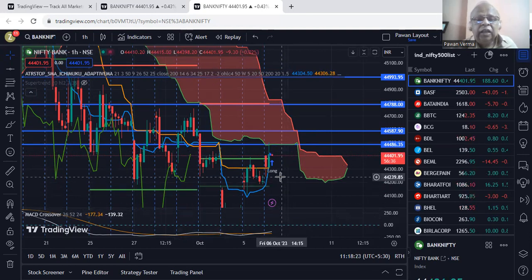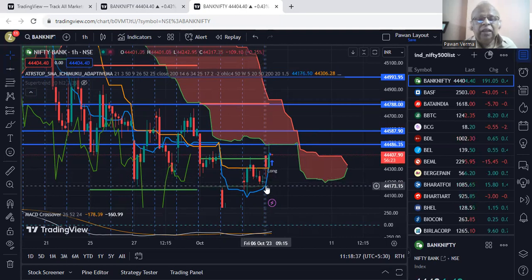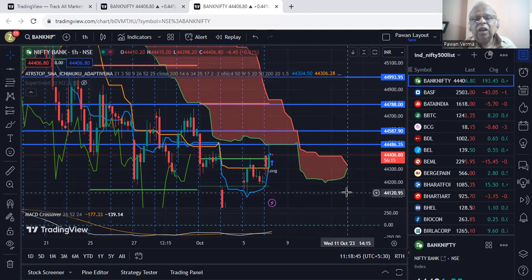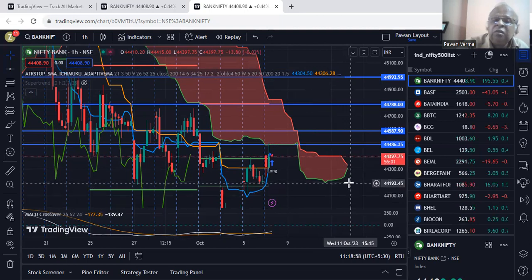See, the Tenkan-sen, Kijun-sen crossover is in the worst position. MACD has given the positive confirmation. Span A and Span B are approaching to generate the green cloud, but whether the generation is possible or not is not quite clear right now.